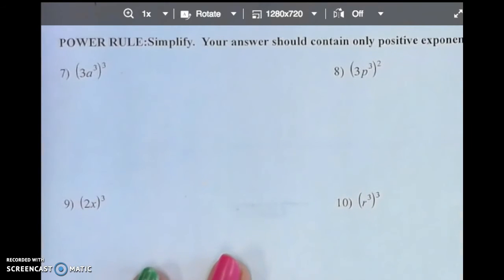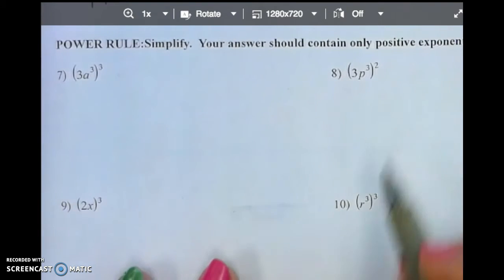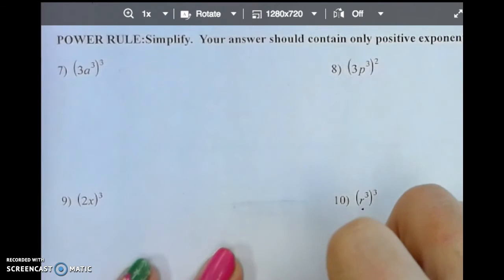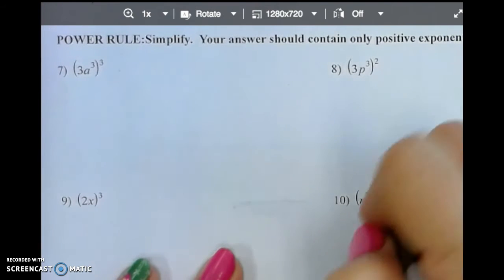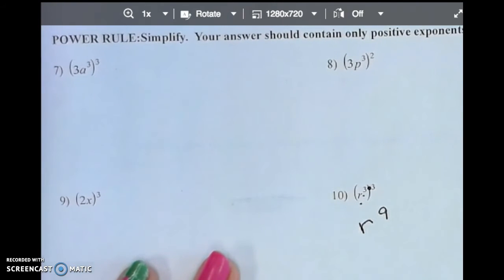Right, the power rule. The power rule says that if you have a base with extra exponents, or a base with 2 exponents, then you are going to keep the base and multiply those exponents. Number 10 is the only true power rule here, and it's r cubed to the 3rd. You keep the r, and then you have 3 times 3 gives you r to the 9th. Keep the base, multiply the exponents.